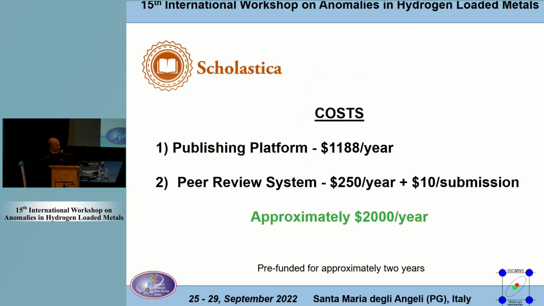Okay, now what about the cost? It would cost us almost $1,200 a year for the platform, plus $250 per year and $10 per submission. So if we publish like 50 papers, that gives $500, that's less than $2,000 per year as operation. So I think so far we have enough funding to work for 2 years, where some people gave money for that journal.